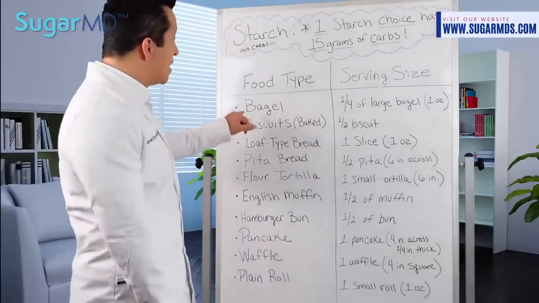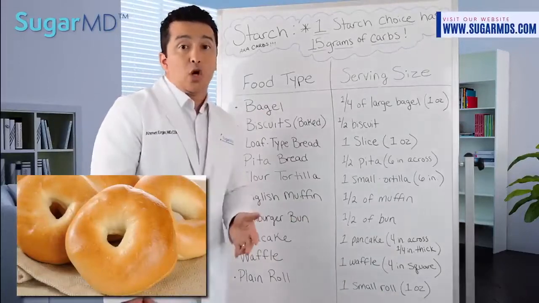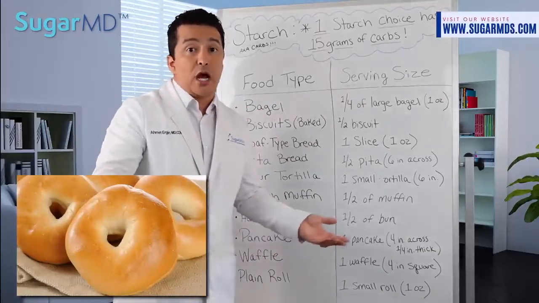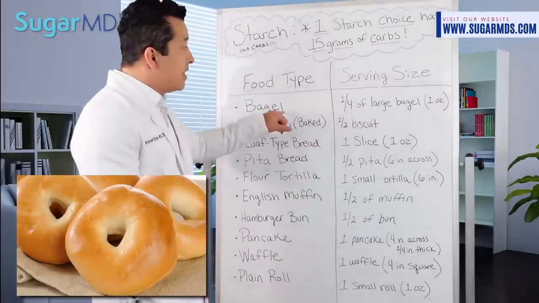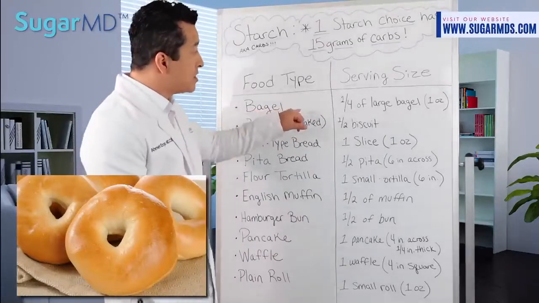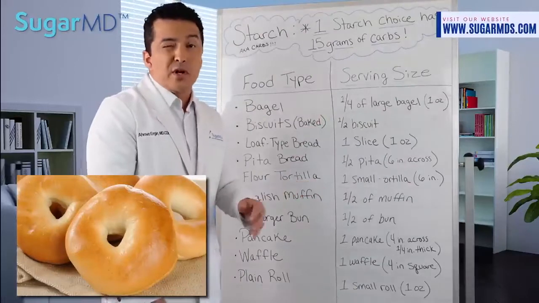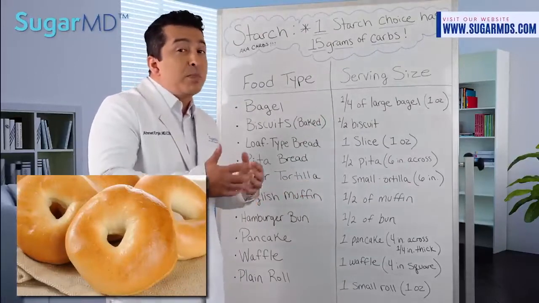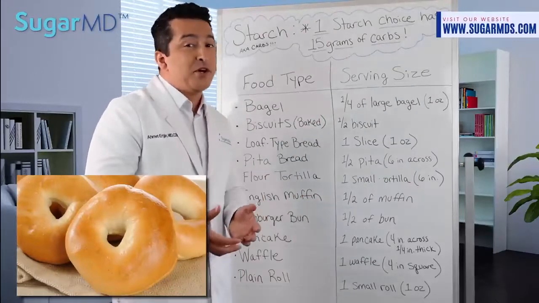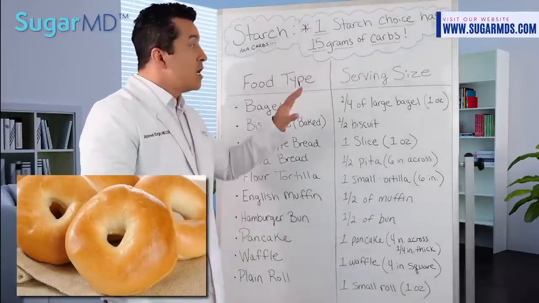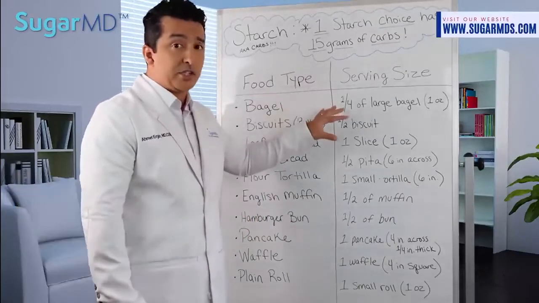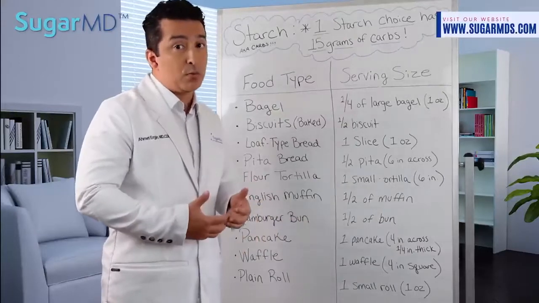So let's move on. Now, the bagel is something that I don't recommend eating, but sometimes you guys will do that. How many carbs are in there? If you look at this, a quarter of a large bagel is 15 grams. So what does it tell you? The full bagel is actually 60 grams. Remember, the bagel itself is 60 grams, and the stuff that you put on there can add more.